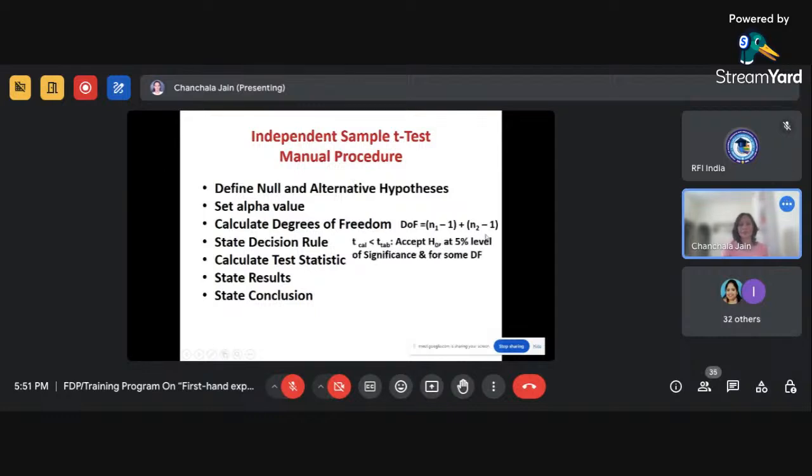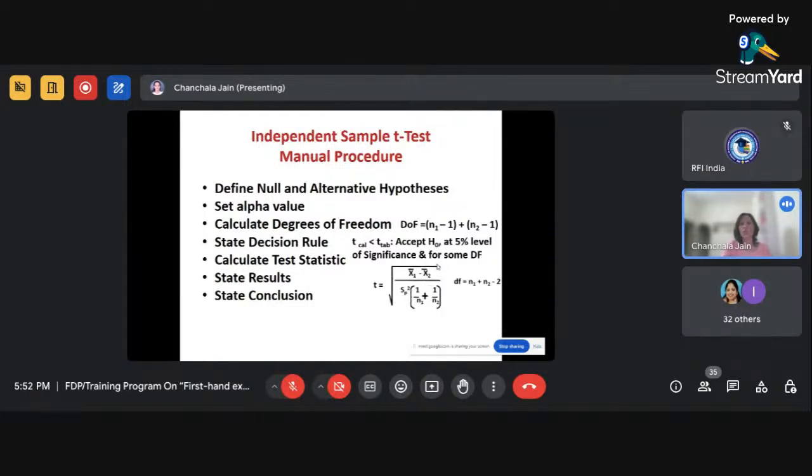Then we need to state the decision rule. As in the past two days, we have discussed how in manual processes you can write the thumb rule. This thumb rule says when your calculated value is less than the tabulated value, you are going to accept your null hypothesis, right? So you can write that if calculated value is less than tabulated value, we are going to accept the null hypothesis at 5% level of significance and for X number of degrees of freedom. This will be your decision rule.